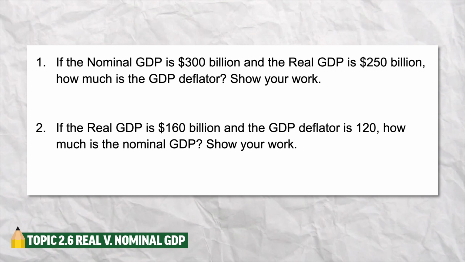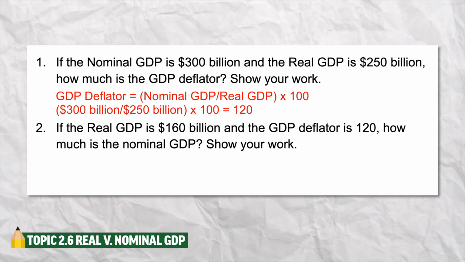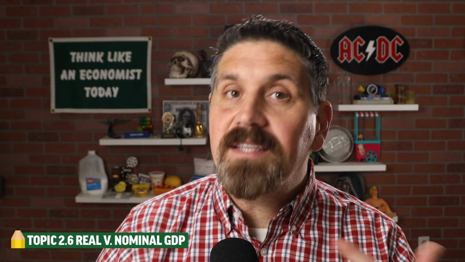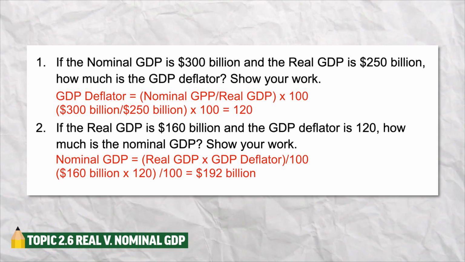This is why you have to know the equation. Just plug in the numbers. 300 divided by 250 times 100 gives you 120. So prices increased 20% since the base year. And you need to be able to take that equation, use some algebra, solve for X. So if the real GDP is 160 billion, you multiply that times the GDP deflator of 120 divided by 100, which gives you the nominal GDP of 192 billion.